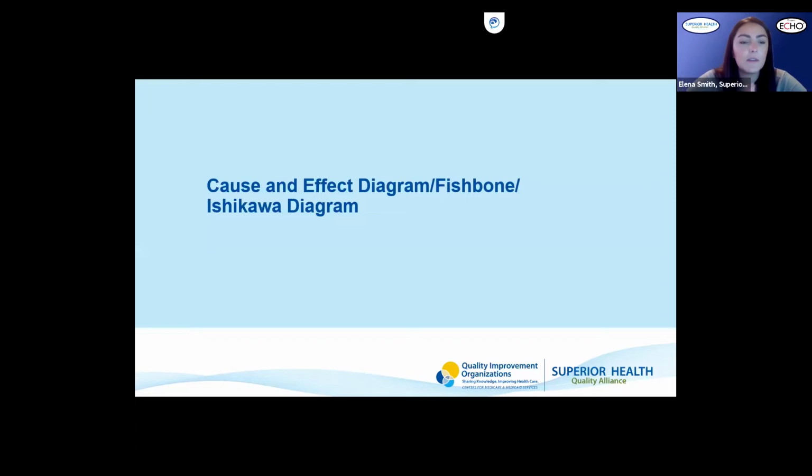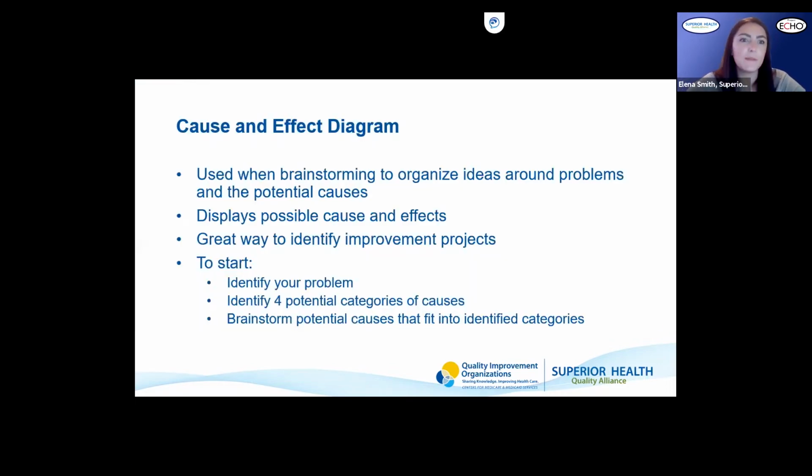So the next thing I'm going to talk about are cause and effect diagrams, which can also be called fishbone diagrams or Ishikawa diagrams. I'm going to call them cause and effect throughout this portion of the presentation. These are used when you're brainstorming to organize ideas around problems and the potential causes. They display possible causes and effects. These are a great way to identify where you want to start with improvement projects, mapping this all out and then checking things off.